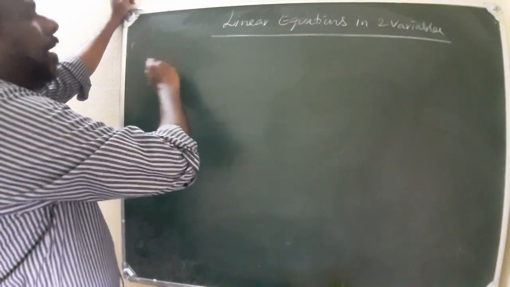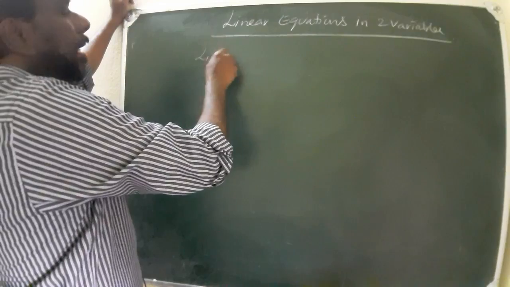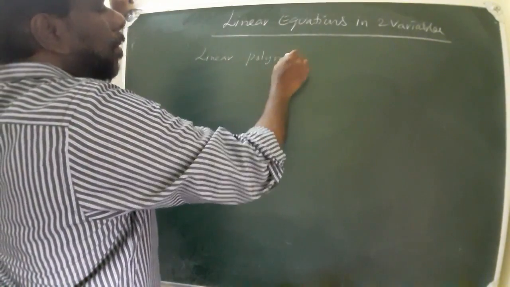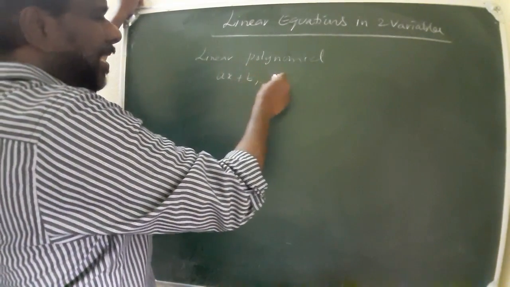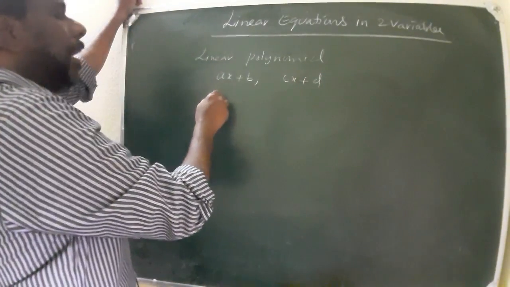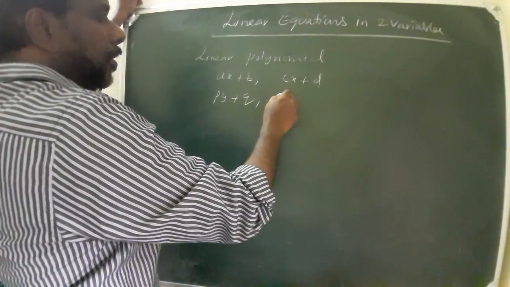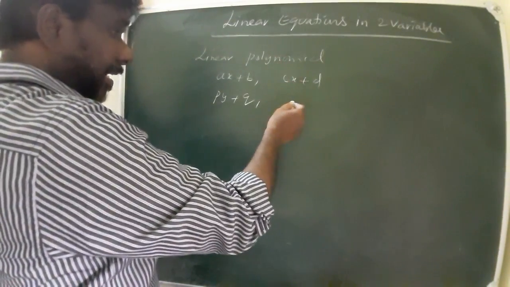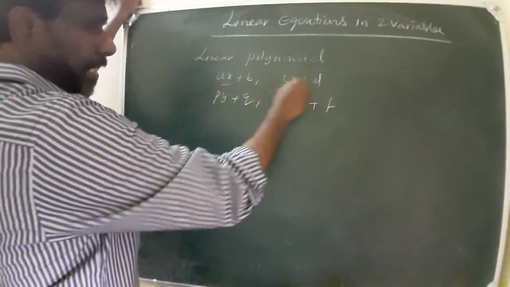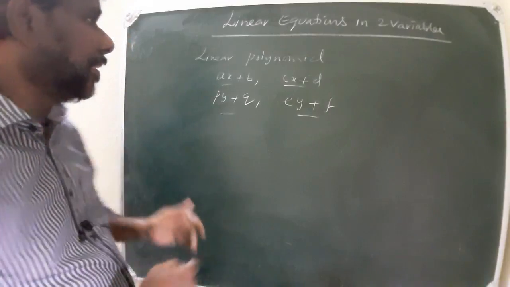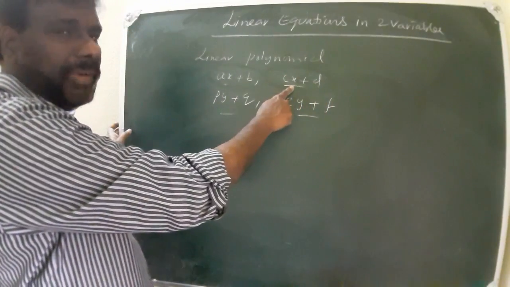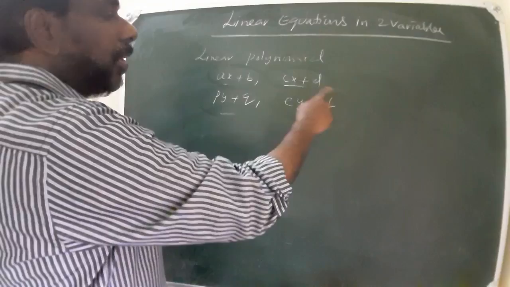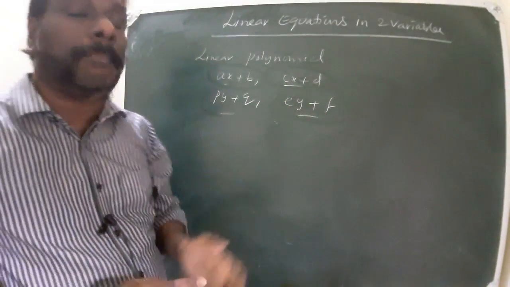Linear equations generally we can write like this. Linear polynomial, we learned in the polynomial chapter. Linear polynomials are ax plus b, cx plus d, py plus q, ey plus f. These are all called linear polynomials in one variable. In each of these polynomials we have only one variable. These four are called linear polynomials.